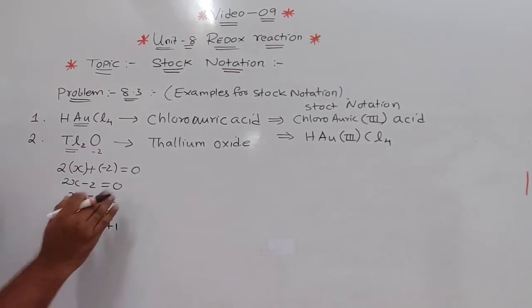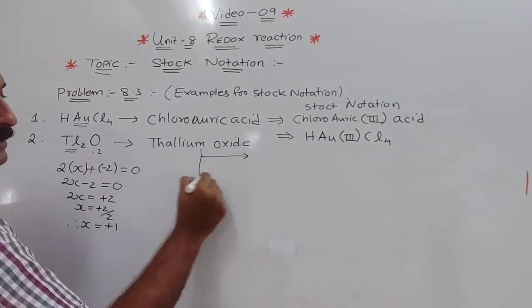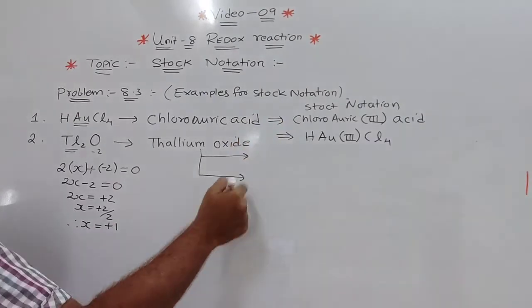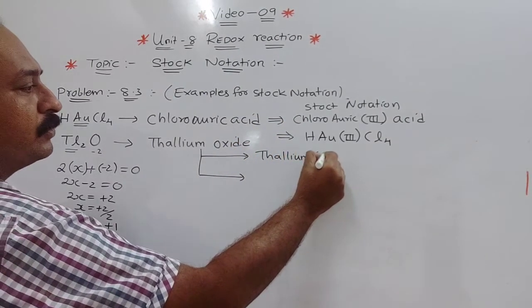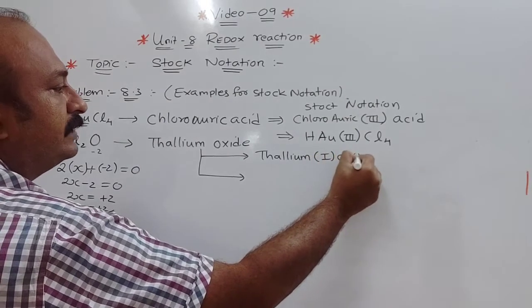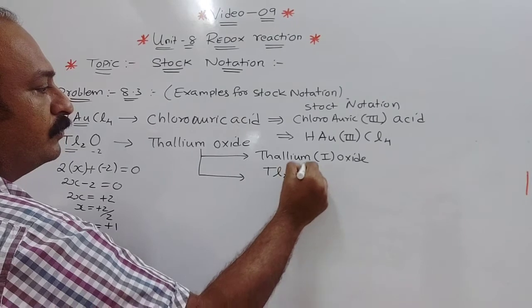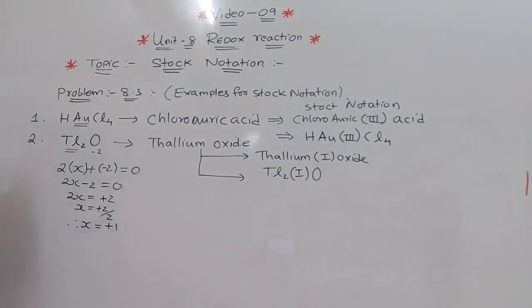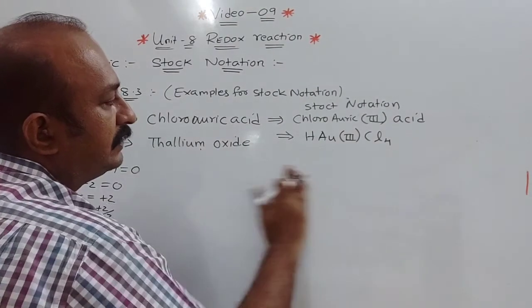Understood? So if I want to write for thallium, there are two things: one is the name and the other is the formula. The name will be thallium(I) oxide, or you can write Tl2(I)O like this. Okay, so this is the stock notation for thallium.